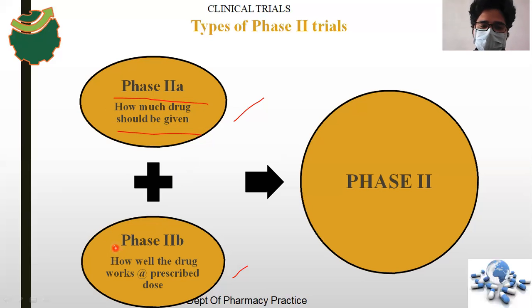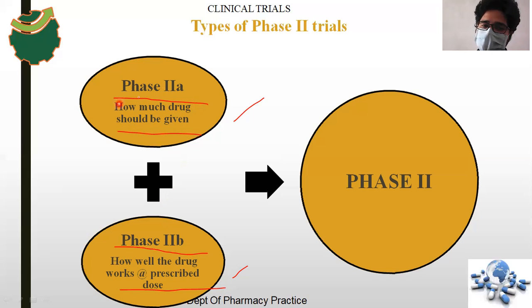Next, 2B is how well the drug works at a prescribed dose, meaning how well the drug works at a given dose. Take an example of paracetamol: if you give 325 mg of paracetamol alone to a patient who has fever, it won't show much of the intended efficacy. But when you give 650 mg of paracetamol, as the dose is higher and appropriate, it will show a higher effect. So that's why your phase 2 is divided into 2A and 2B.